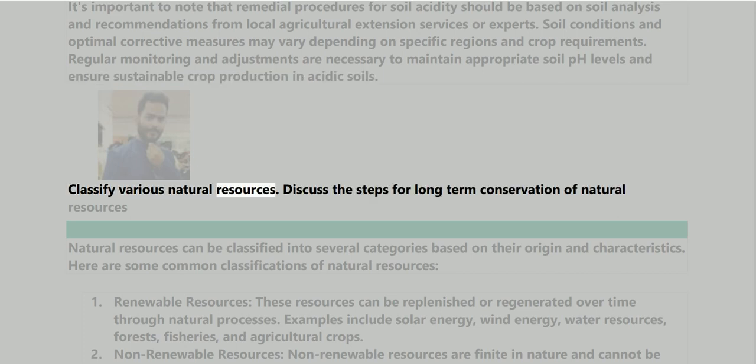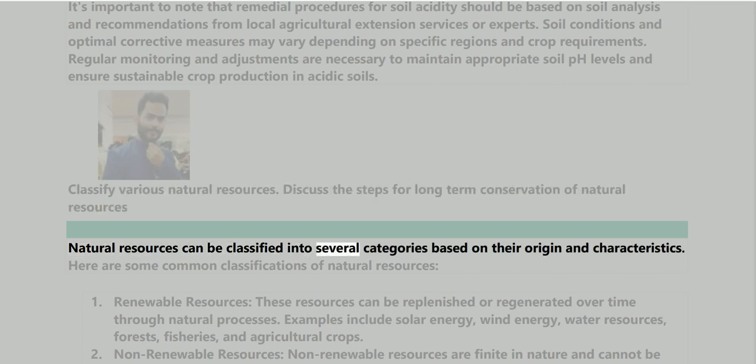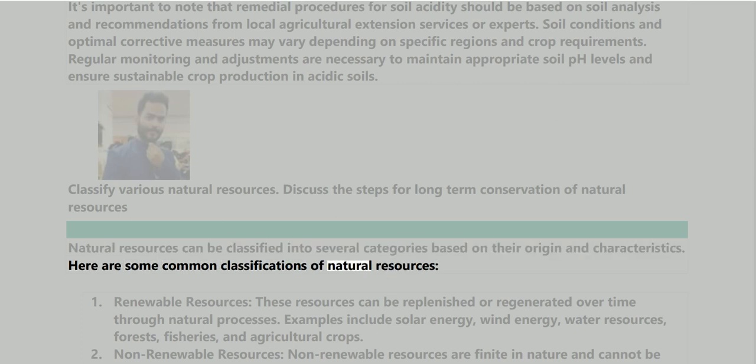Classify various natural resources. Discuss the steps for long-term conservation of natural resources. Natural resources can be classified into several categories based on their origin and characteristics. Here are some common classifications of natural resources.